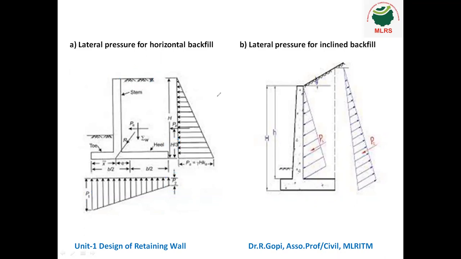Next, coming to lateral earth pressure for inclined backfill. You can see the inclined backfill is subjected to an angle theta, and this is the pressure distribution diagram. In case of inclined backfill, as we just saw, the Ka value will differ.